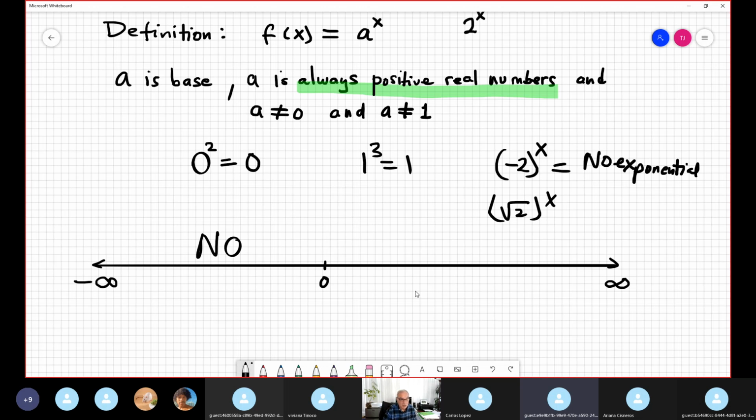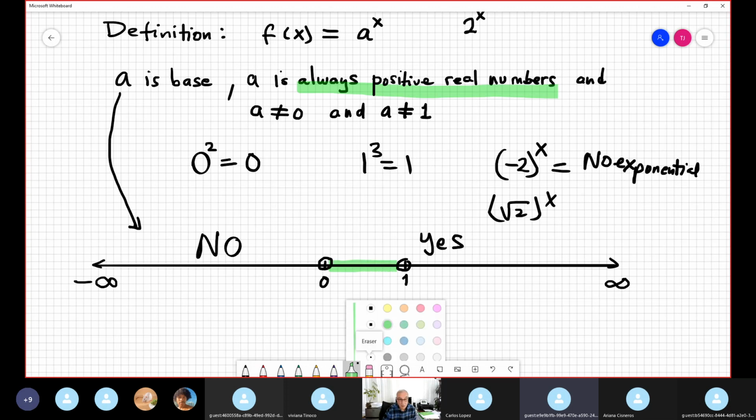We are talking about a base. In this case, yes. However, I want to emphasize that the base cannot be 0. We have a hole at 0, and another hole at 1. Those are trivial. However, we have two intervals: this interval and this interval, forever, to infinity. This one is when the A is in between 0 and 1.